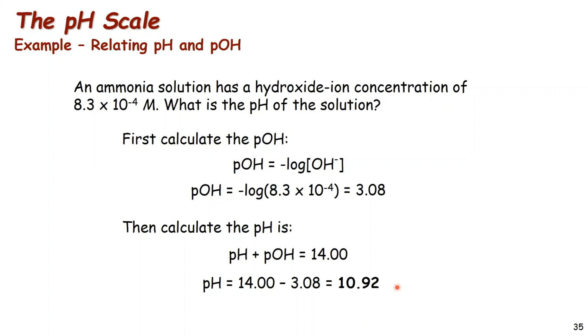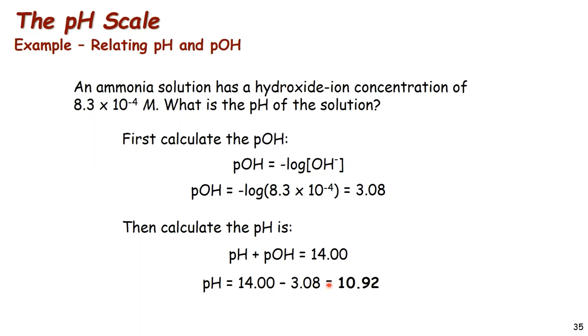Okay, and that makes sense because we know that 10 to the negative 4 is much greater than 10 to the negative 7. So that means our hydroxide ion concentration is in greater concentration than the hydrogen, which means we should have a pH greater than 7. Again, you should apply the logic of what you know to determine whether or not your answers are correct.